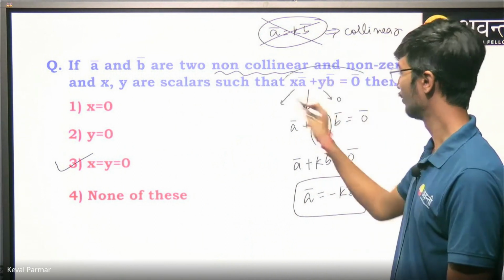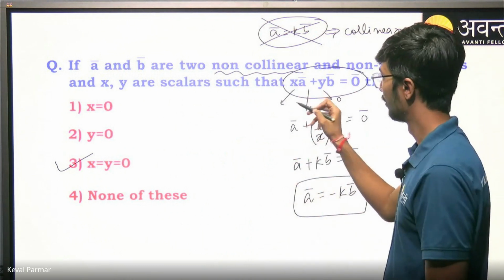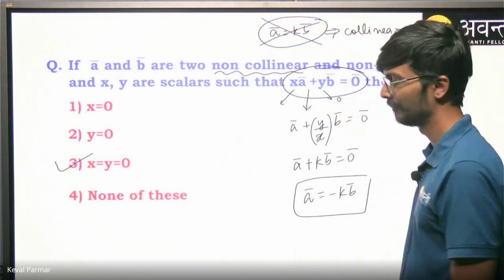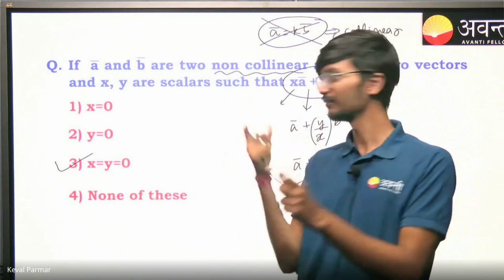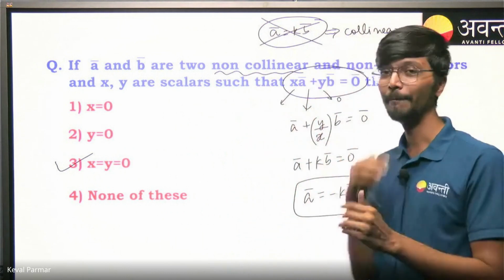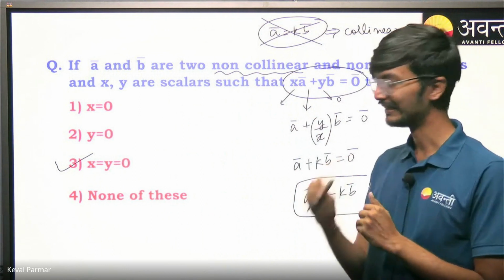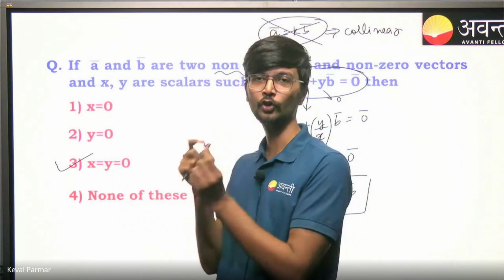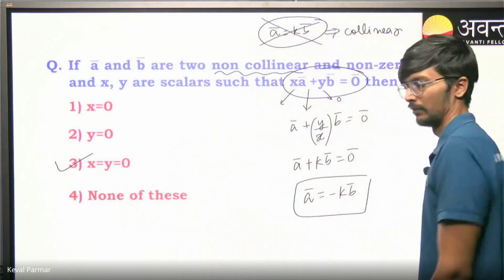Put X and Y as 0 here, it will satisfy this. If X equals 0, I'll get 0 plus 0. 0 plus 0 is 0, and the right hand side is 0. So only one condition will satisfy this equation, apart from the condition that the vectors are collinear, that is X equals Y equals 0. Both should be equal to 0. Then I'll get this. Clear?